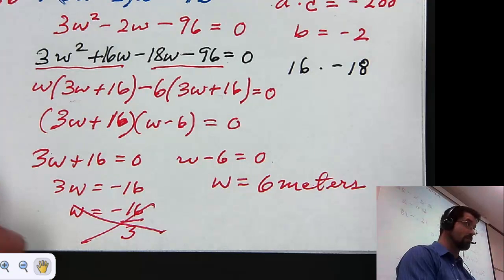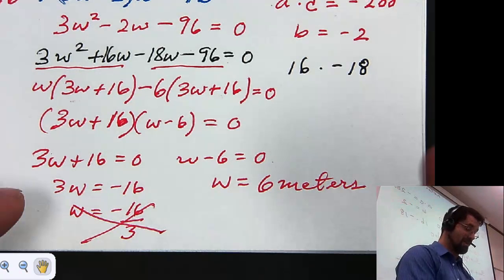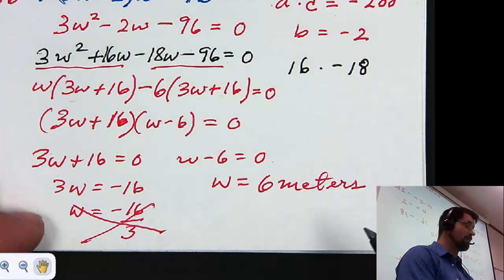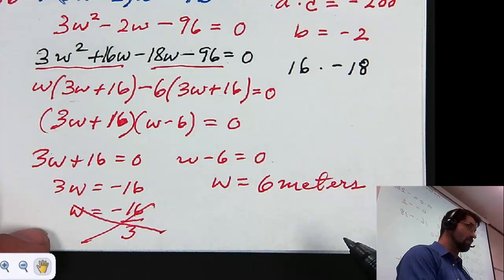Sometimes we get invalid results when we're solving because we're using a mathematical model to represent a real-world relationship. The mathematical model will give us all the solutions to the equation we write. But some of those solutions don't make sense in real life. So we have to go, does this make sense?